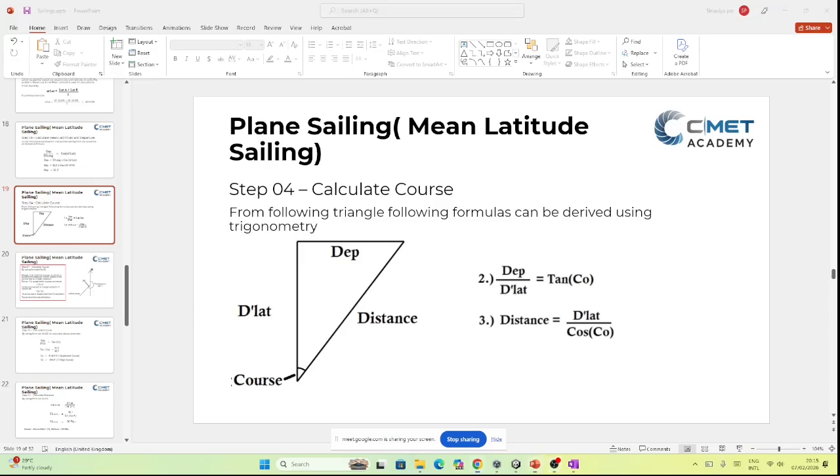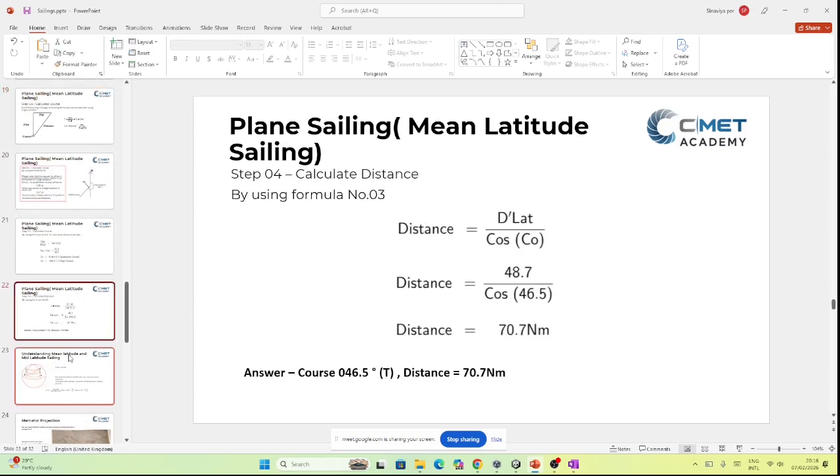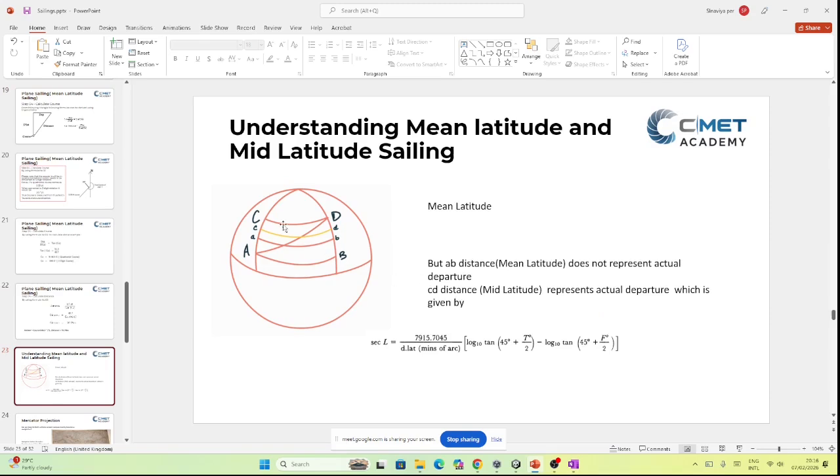So last time we looked at plane sailing, and what is the plane sailing formula? It is basically departure divided by dlat is equal to tan course. Then we were using mean latitude. I explained about the difference between the mean latitude and the middle latitude. So today, let's see whether we can. Here, I'm catching up from the last session.